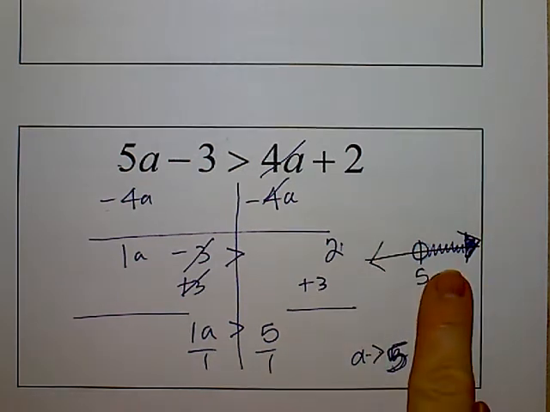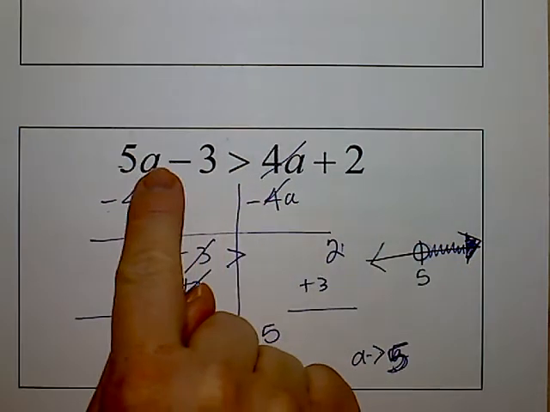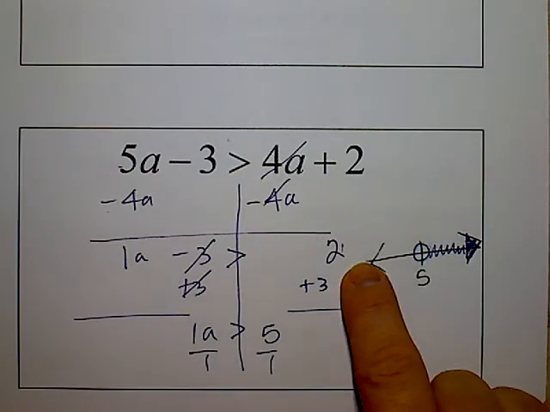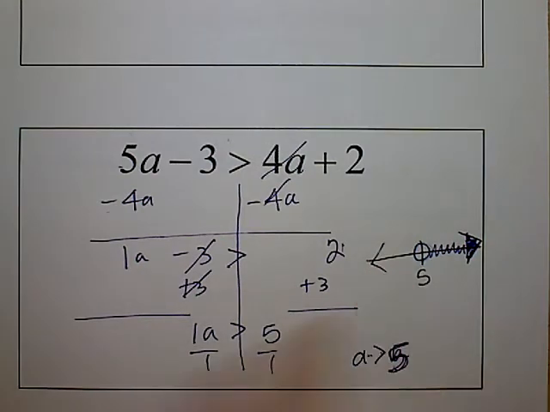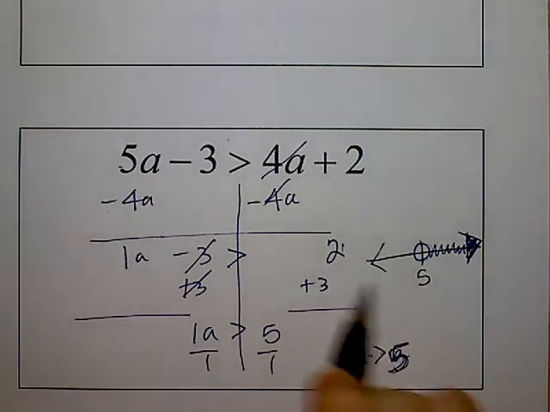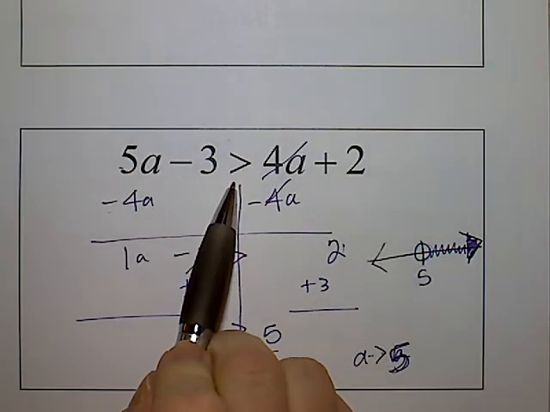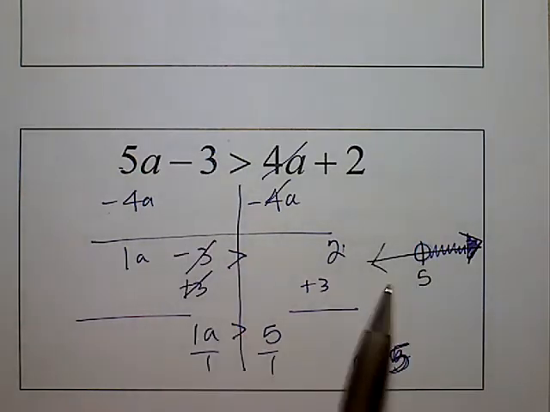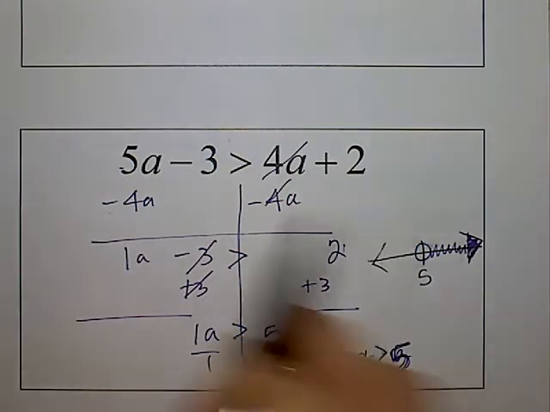This represents all the solutions to this inequality. For example, over here is 0. Is 0 part of this solution set? No, it's not shaded. Is 5 part of the solution set? No, it's not shaded. Is 10 part of the solution set? Yes, it's shaded.